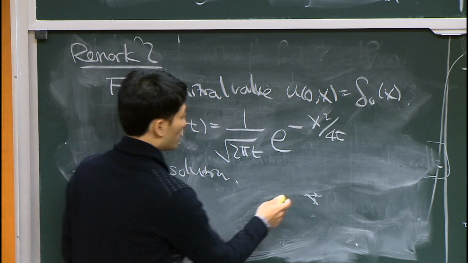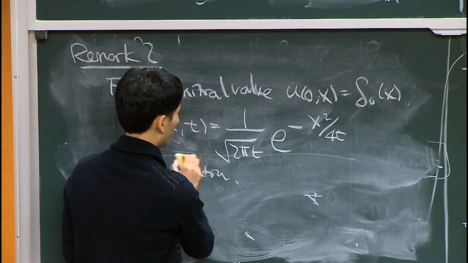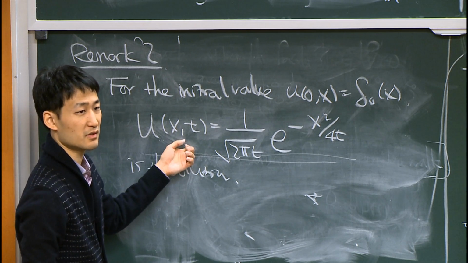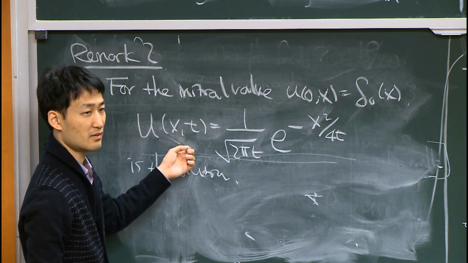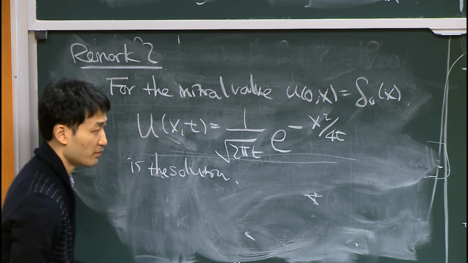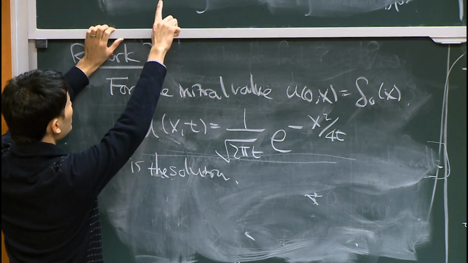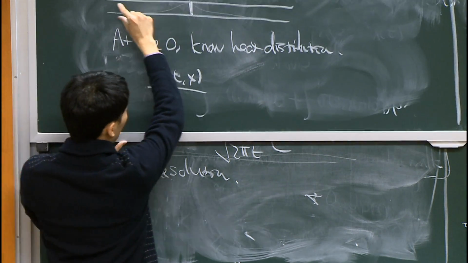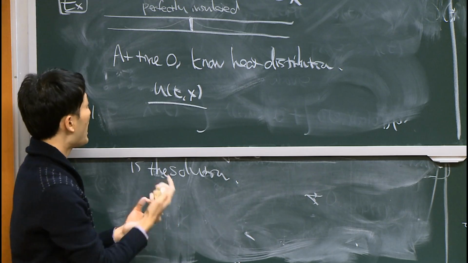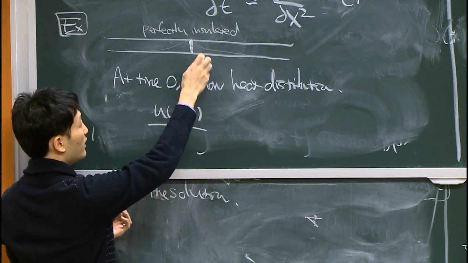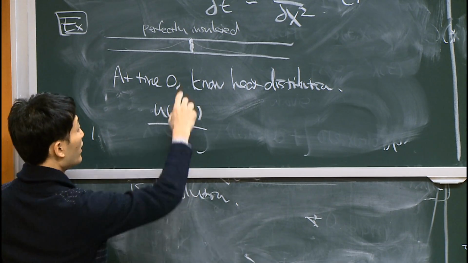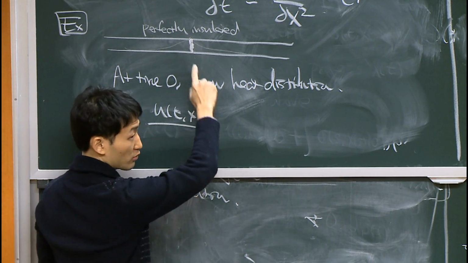So let me say a few words about this equation. Actually, one word. Have you seen this equation before? It's the PDF of the normal distribution. So what does it mean? It means in this example, if you have heat traveling along the x-axis, perfectly insulated, and you put a massive heat at one point at time 0, then at time t, your heat will be distributed according to the normal distribution.